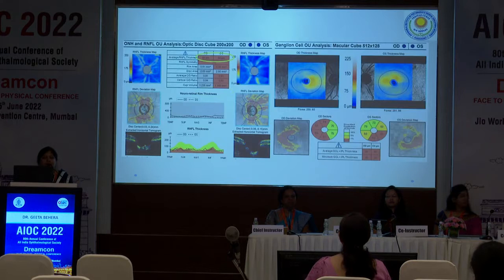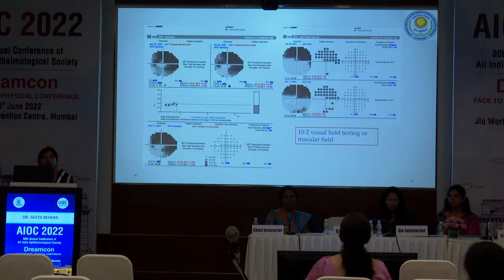This is just a case I wanted to illustrate. As you can see here, the average RNFL thickness is 52 and 55 microns, which is almost completely floored, whereas if you look at the GC-IPLT, you still have 65 and 67 microns. So you can follow up this patient. You can look for progression using the GC-IPLT. All right. The other option is to do 10-2 visual field testing or to do a macular field.